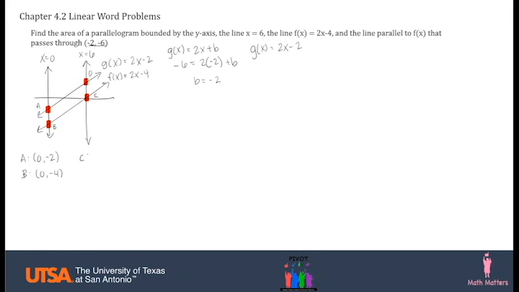So for C, we want to find where this f of x, 2x minus 4, intersects with the line x equals 6. So essentially, we're just plugging in f of 6, which gives us 2 times 6 minus 4, and this comes out to be 8. So the point C is at 6, 8. And then finally, D is going to be the same thing. We're going to find where g of x intersects with x equals 6. So we're going to put g of 6, and this gives us 2 times 6 minus 2. This comes out to 10. So D is at 6, 10.